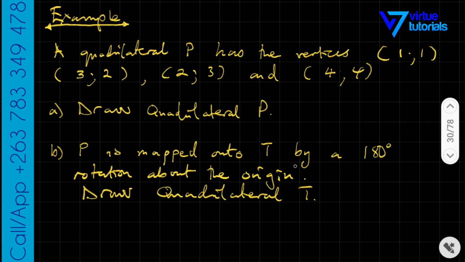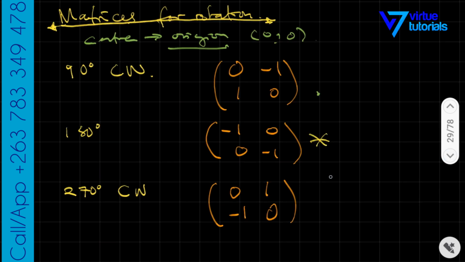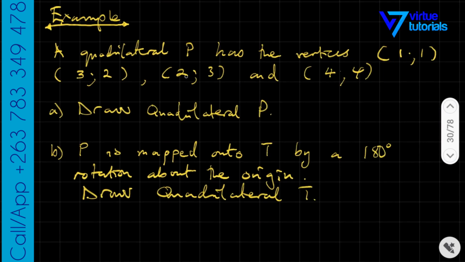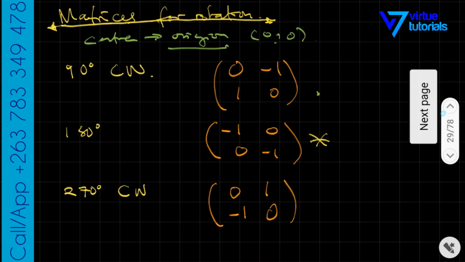Now, P is mapped onto quadrilateral T. It's not a triangle, it's a quadrilateral, right? P is mapped onto a quadrilateral T by a 180-degree rotation about the origin. So draw quadrilateral T. What do we do? We can make use of our matrix, right? We take these original points, multiply them by that matrix to get the new points, right? So we have to write them as columns. Whenever we're doing these multiplication operations, we have to write them as columns.